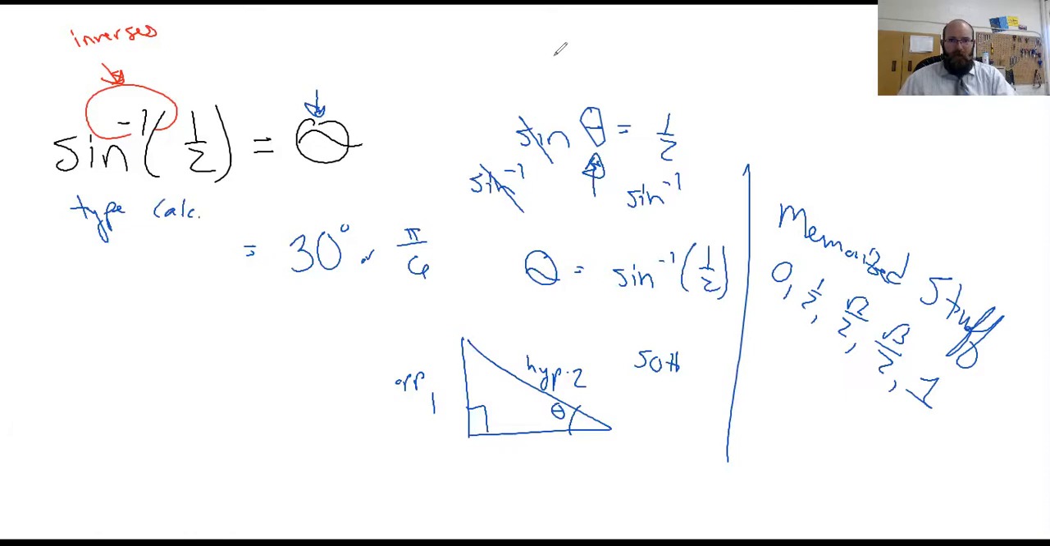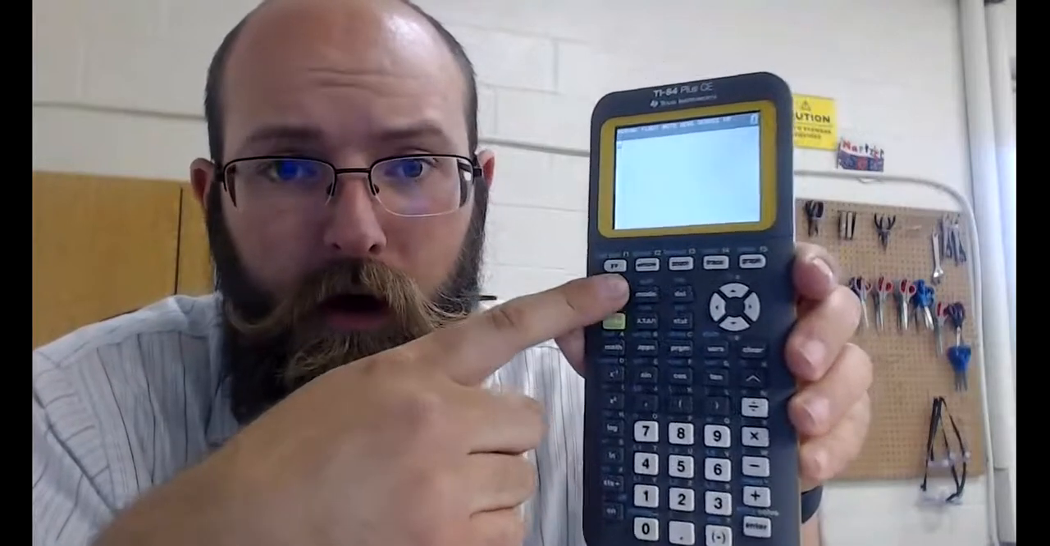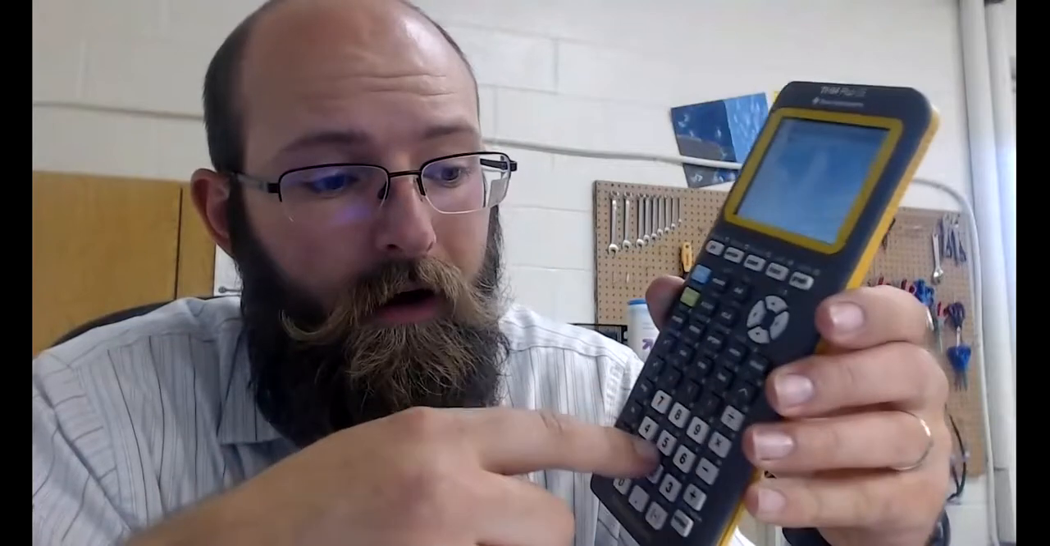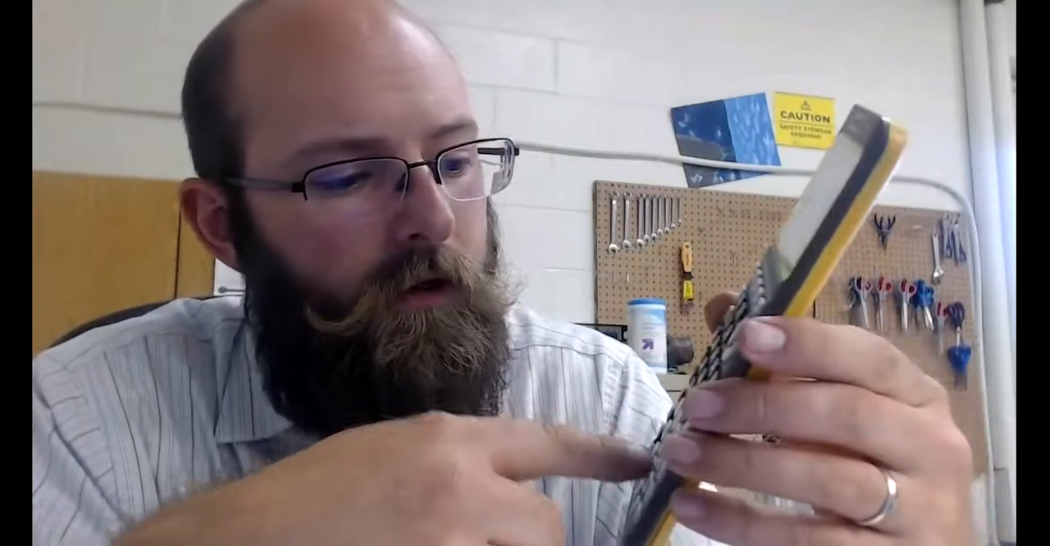Let me see if I can stop sharing real quick. Okay. I have my calculator. I'm going to start by turning it on, right? That's down here. Then I think this is all going to be reversed for you guys, but I hit the second button up here, the blue one. Then I'm going to hit sine, which is this one. And then I'm going to type in whatever that number was. In our case, it was 1/2. Did I type the 2? I didn't. 1/2.